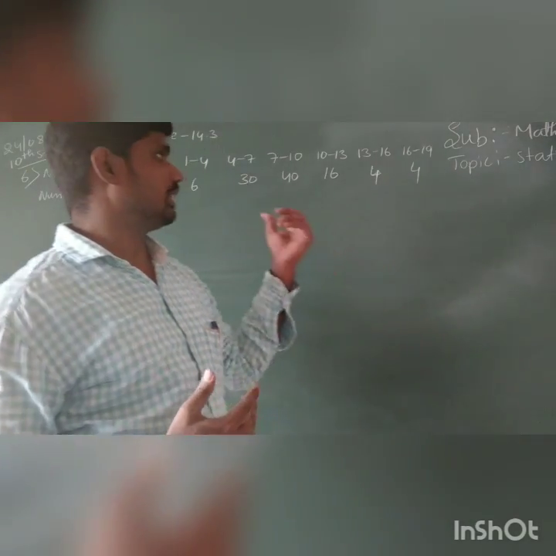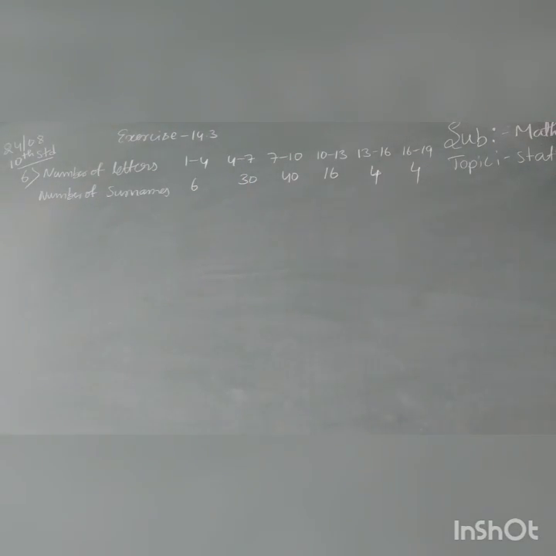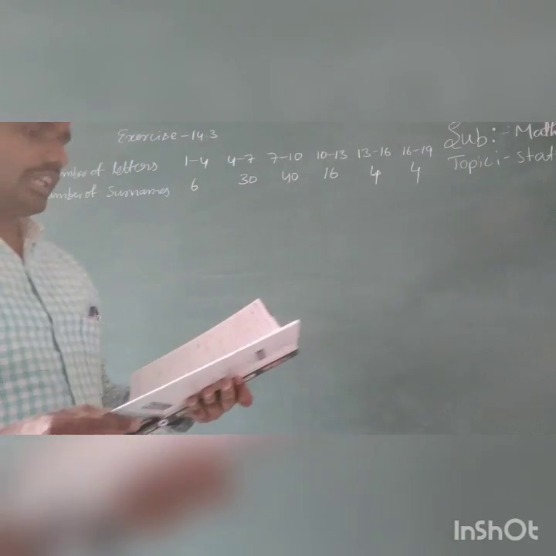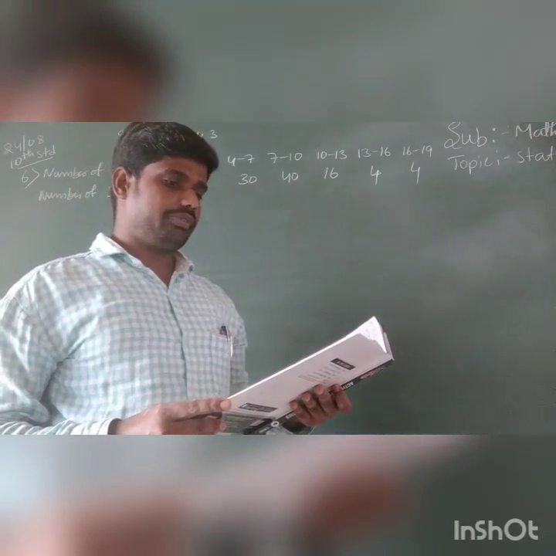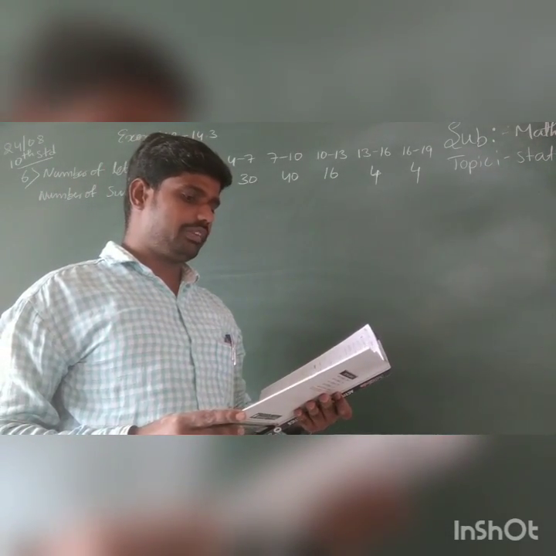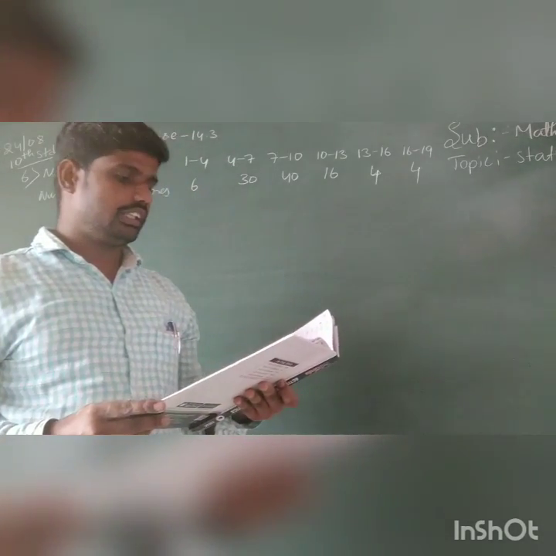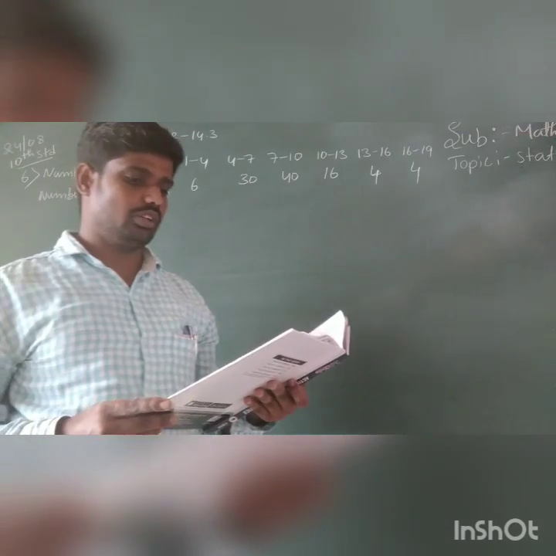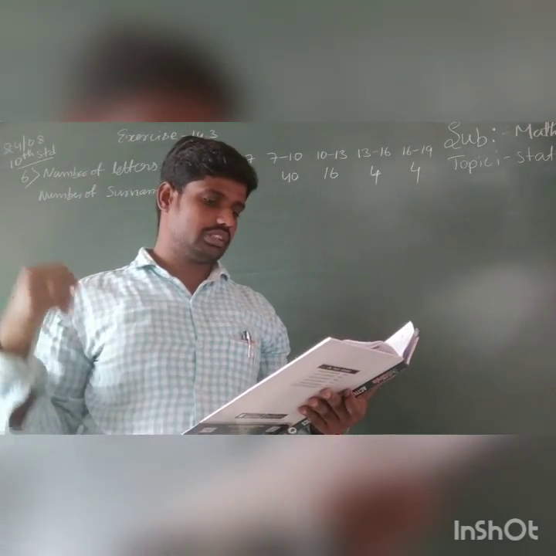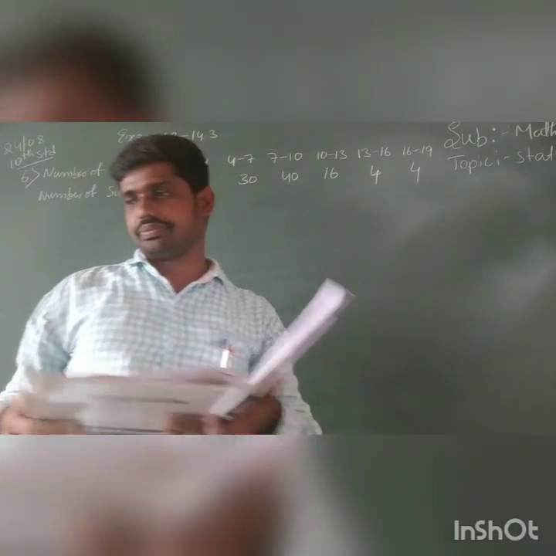In this class also, same type of problems. Exercise 14.3, sixth problem. 100 surnames were randomly picked up from a local telephone directory, and the frequency distribution of the number of letters in the English alphabets in the surnames was obtained as follows. Number of letters and number of surnames is given.